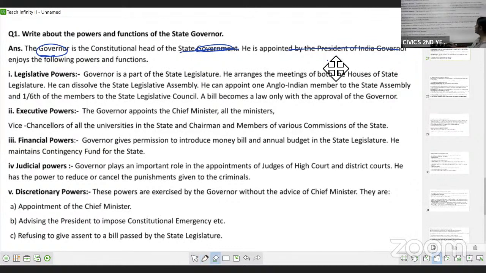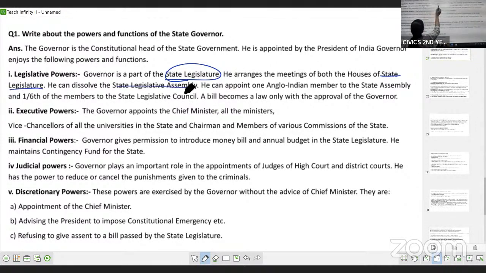The president is elected. Then coming to the powers, he is a part of parliament. Instead of the state legislature, parliament. He arranges meetings of both the houses of the parliament. He can dissolve the lower house, Lok Sabha. Then directly you can come here. Here this is abolished. Now he does not appoint any Anglo-Indian. So here he nominates 12 members to Rajya Sabha. A bill will become an act only after the approval of the president. Just change the words. Half of the answer you can write.